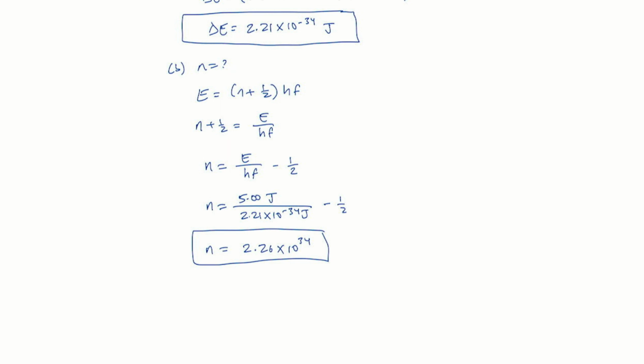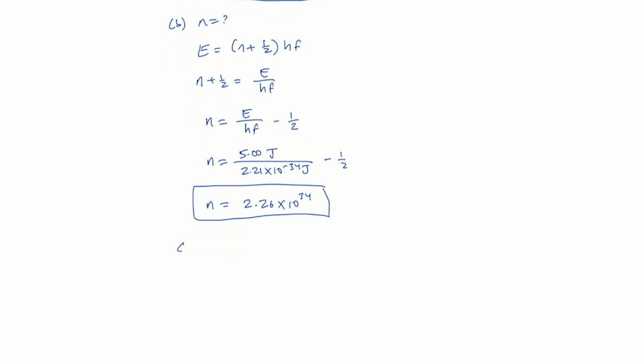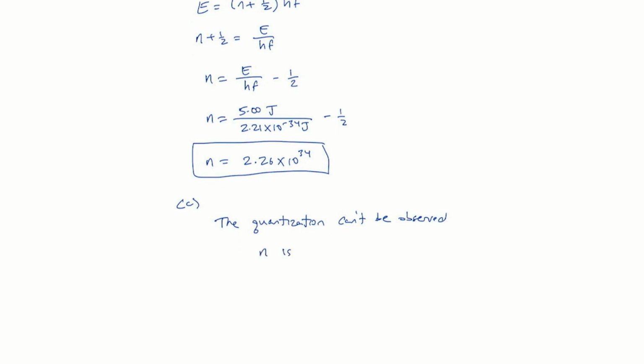Okay. And now in part C, we need to answer the question, can the quantization be observed? And we can safely say the quantization can't be observed. And that is because N is too large and the delta E is too small. So that won't be an oscillation we can see.